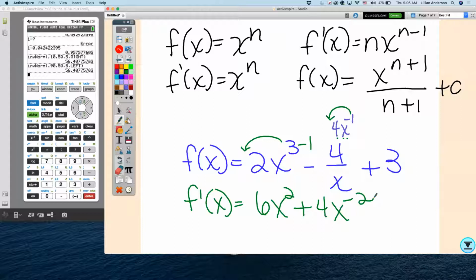Very good. And what's the derivative of a constant? 0. So this would be 6x² + 4/x². That's your derivative.